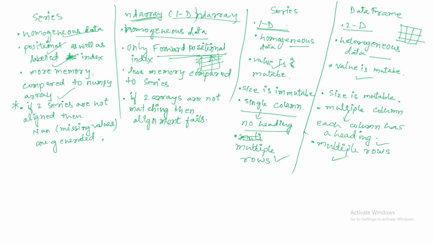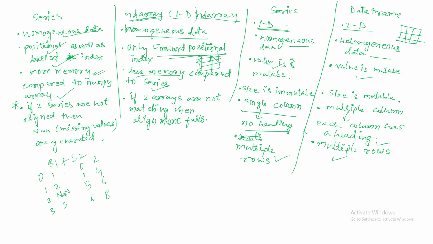To store the data, it will take more memory. Here it will take less memory compared to the series. If two series are not aligned, suppose I want to add S1 plus S2, and S1 data is 1, 2, NaN, and then 3 has been given. Here index values are given 0, 1, 2, 3. Here index values are 0, 1, 5, 6. Values are given 2, 4, 6, 8, like this.